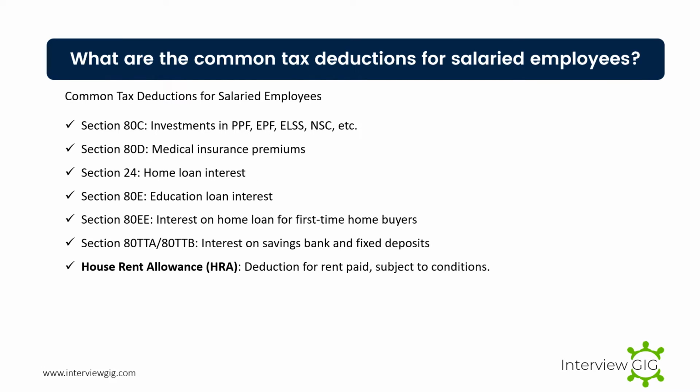What are the common tax deductions for salaried employees? Section 80C, investments in PPF, EPF, ELSS, NSC, etc. Section 80D, medical insurance premiums. Section 24, home loan interest. Section 80E, education loan interest. Section 80EE, interest on home loan for first-time home buyers. Section 80TTA, 80TTB, interest on savings bank and fixed deposits. House rent allowance, deduction for rent paid, subject to conditions.